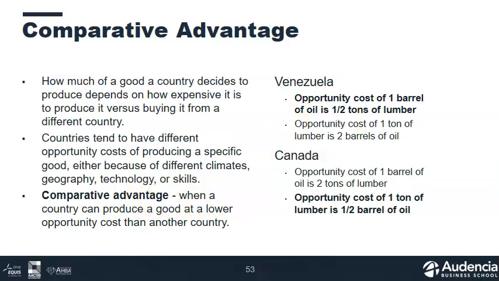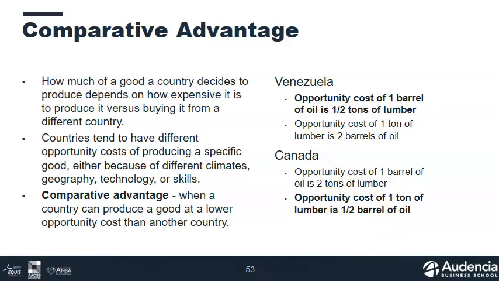In Venezuela, we know that the opportunity cost of 1 barrel of oil is a half ton of lumber. The opportunity cost of 1 barrel of oil in Canada is 2 tons of lumber. If we have Canada specialize in oil, for every barrel of oil they produce, they give up 2 tons of lumber, and Venezuela only gives up a half a ton of lumber. What about lumber? Canada, every time they produce 1 ton of lumber, gives up a half a barrel of oil, whereas in Venezuela, for 1 ton of lumber, they give up 2 barrels of oil.